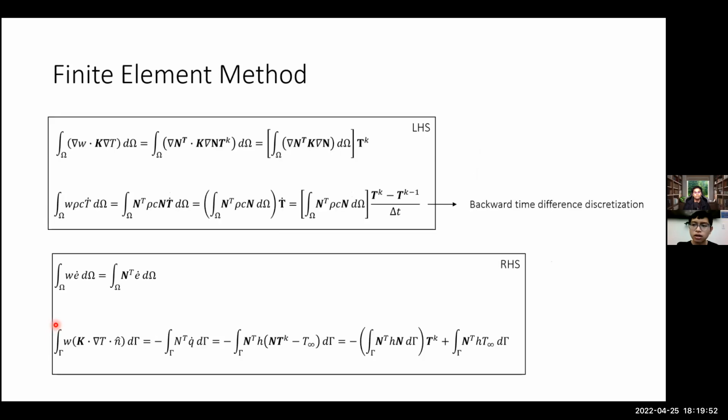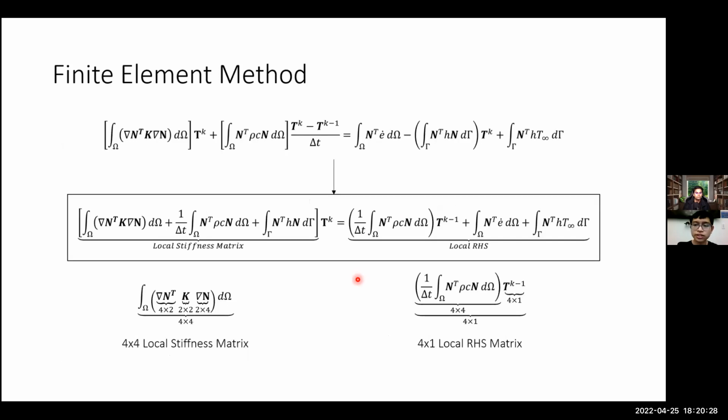And after that, the discretization can be placed into the weak form of the governing equation as shown above. This box shows the discretization of the left-hand side of the governing equation. One thing special here is the discretization of the time difference term. The time was discretized using a backwards time difference, which allows the method to be solved implicitly.